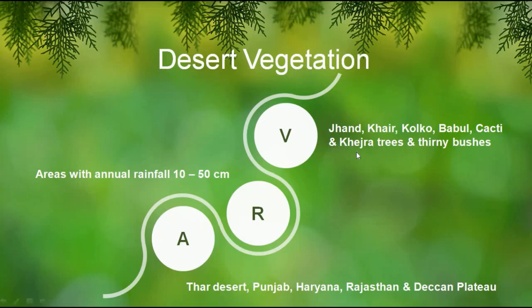Which plants are found here? Jand, Khair, Kikar, Babool. Babool paste they may prepare, no? Babool, cacti, and Khejra. Khejra tree actually. And sorry, it is not thorny bushes, so please make the correction. Thorny bushes. So these are the vegetation found in desert areas, desert vegetation.